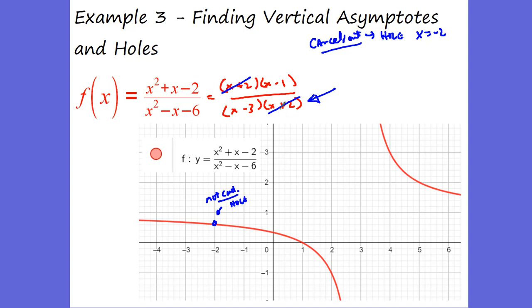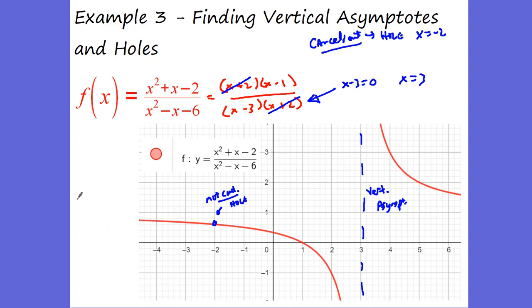Look at the other one, x minus 3. We can set that equal to 0, which means x is equal to 3. There must be a vertical asymptote. So what does not cancel out is your vertical asymptote. What does cancel out is the hole. And so we are able to find out our domain this way.